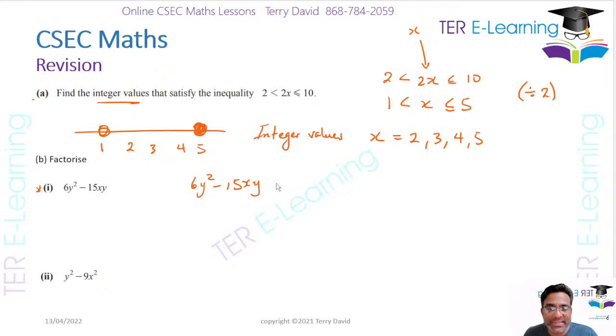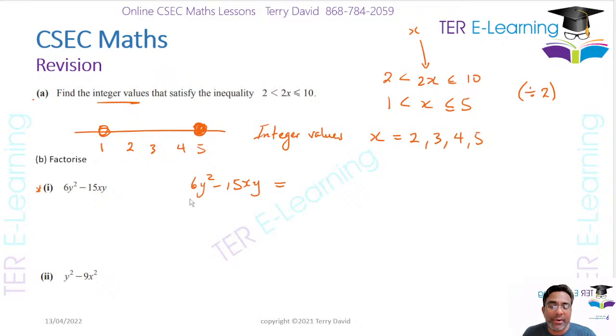Now we want to factorize this here. I only have 2 terms and they are separated by a minus sign. Some students look at this and think, well, maybe it's a difference of 2 squares. But the thing is, 6y squared is not a square variable, and 15xy is not a square variable. So we're going to have to use the HCF method to factorize this.